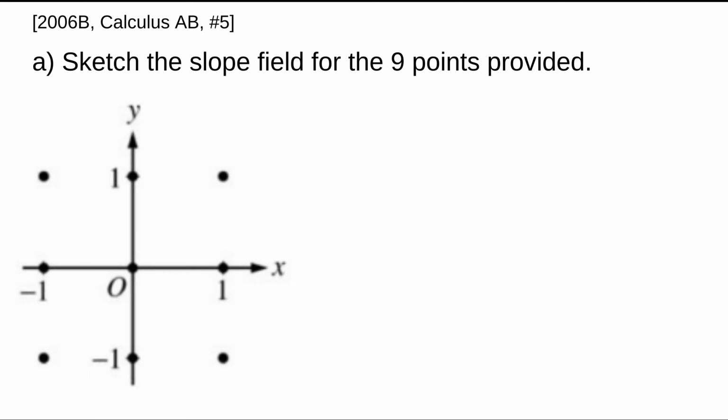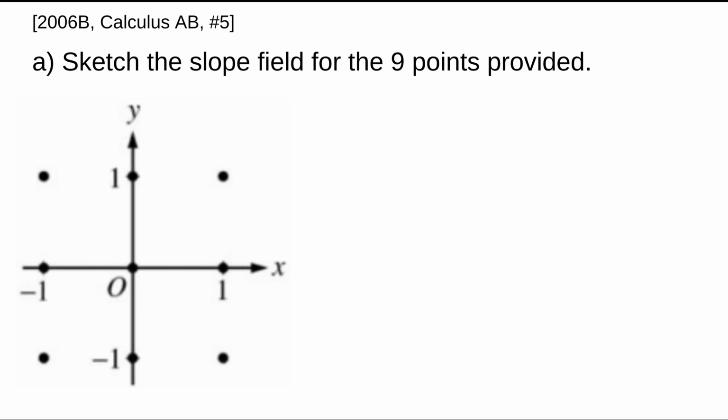This question is from 2006, Test B. It's question 5, and it is not calculator active. In the question stem, we're given a differential equation, and in part A of the question, we are asked to sketch the slope field for the 9 points provided.